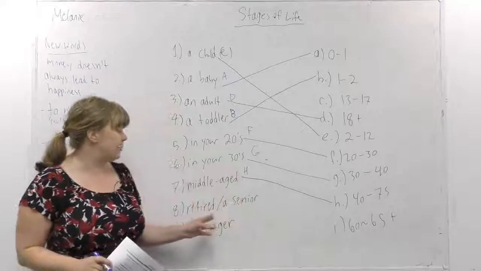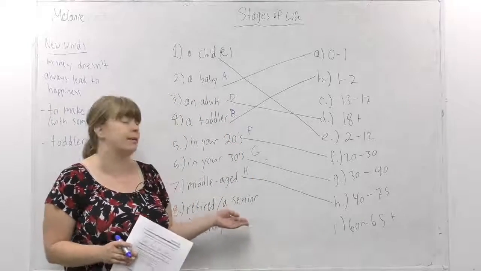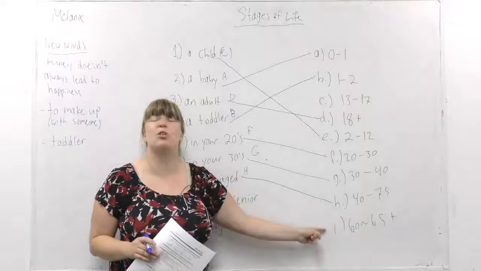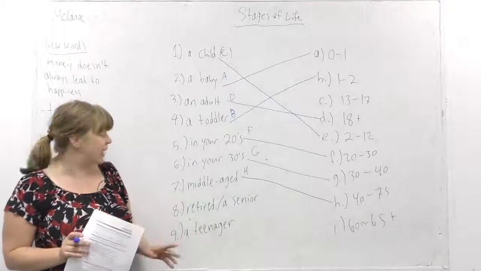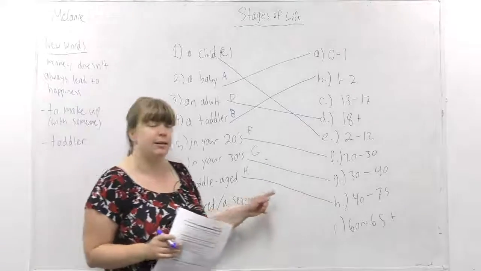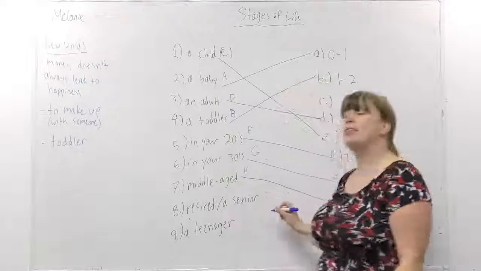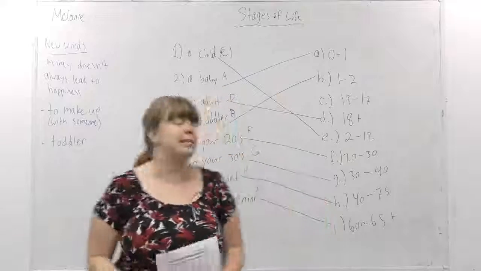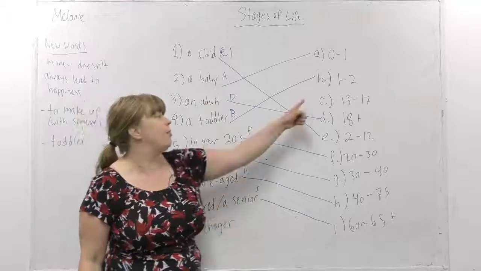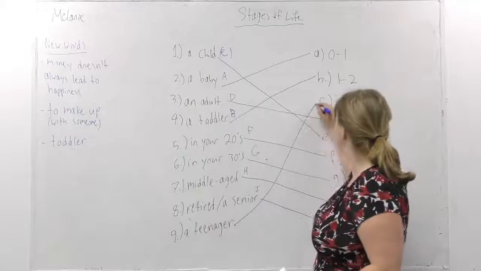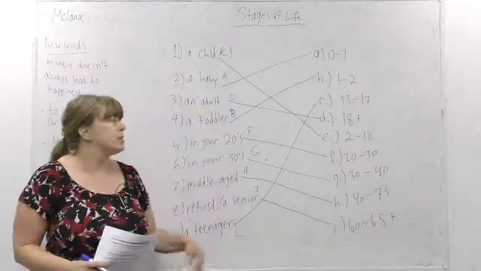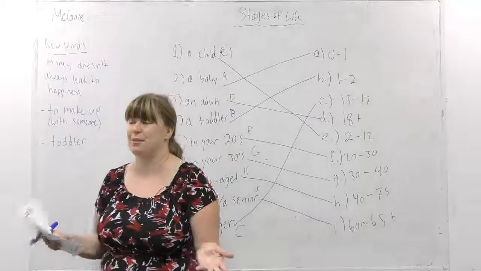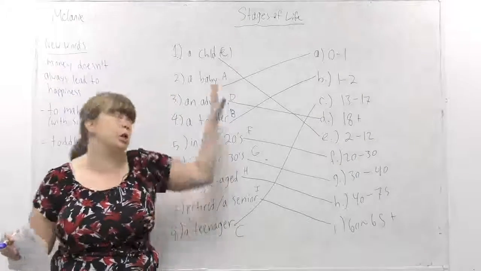Okay, 2 left, guys. Retired or a senior citizen. Is it going to be 13 to 17 years old or 60 to 65 years or older? This should be fairly obvious. You're not working anymore. You're going to be, yes, good. So a senior tends to be 60 to 65 years old. So that means a teenager obviously is going to be 13 to 17 years old. All right, so these are the different ways we can talk about the human stages of life. Okay, guys, hopefully you learned a few new terms from this.